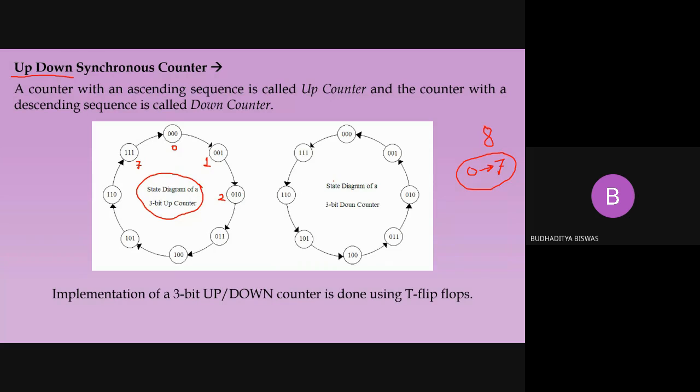And this one is the state diagram for the down counter. Down counter means the arrows are put in the opposite direction. From 0 it will go to 7, from 7 to 6, from 6 to 5. In this way, from 1 it will again go to 0, and as long as the clock pulse is present in the circuit, it will keep counting in the down sequence. So this is the 3-bit up counter state diagram, and this one is the 3-bit down counter state diagram.